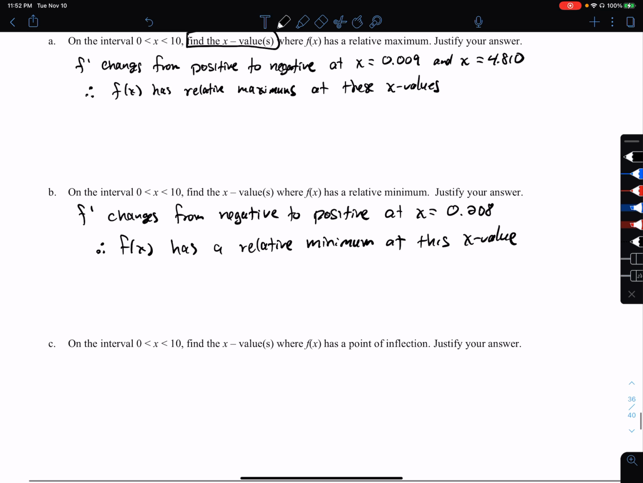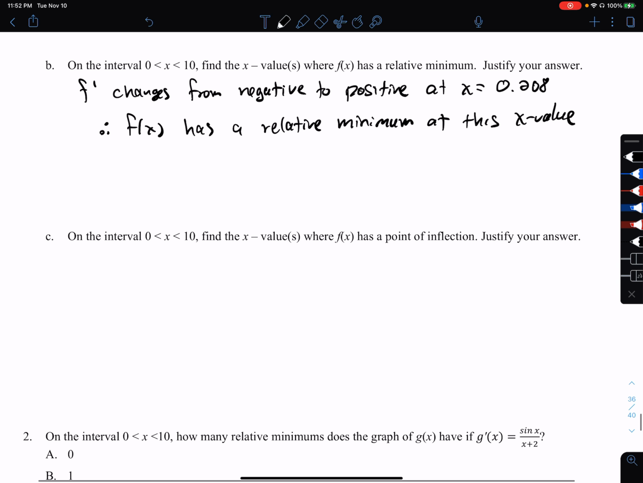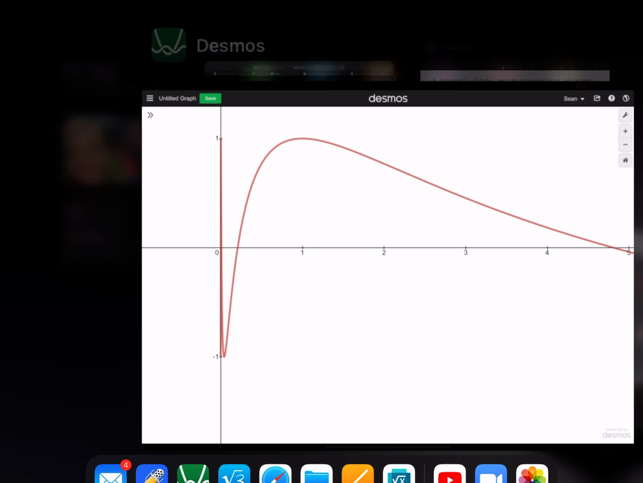Cool. C, Spanish for yes. On the interval from 0 to 10, find the x values where f of x has a point of inflection. Justify your answer. Well, let's justify it first. This is going to happen. Going to have a point of inflection on f anytime f prime has an extreme value.